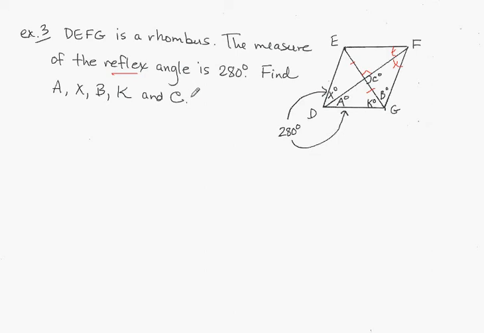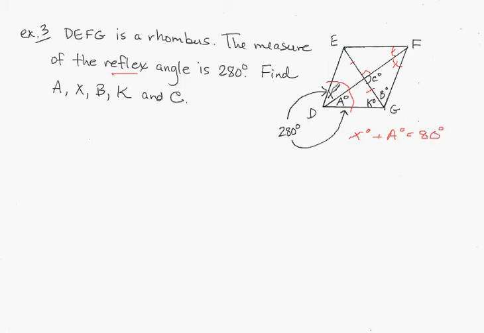So we're going to start out by finding the sum of X and A here. If we know that all of this is 280 and a circle is 360, we're just going to subtract 280 from 360, and we're going to get that the sum of angle X plus angle A, the degree of X plus the degree of A equals, it would be 90 that are left. 80. 80 degrees.